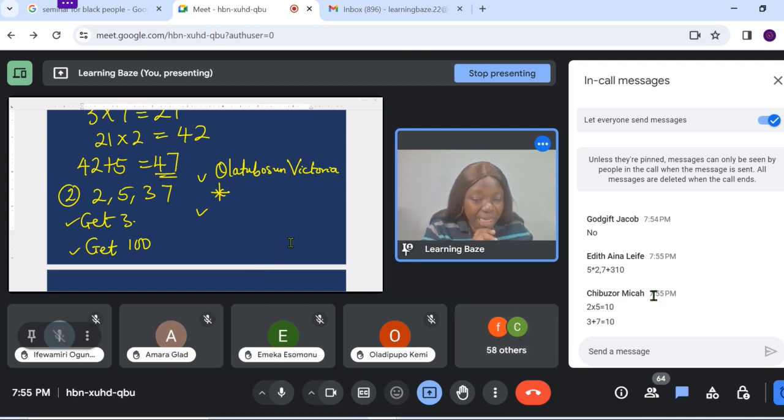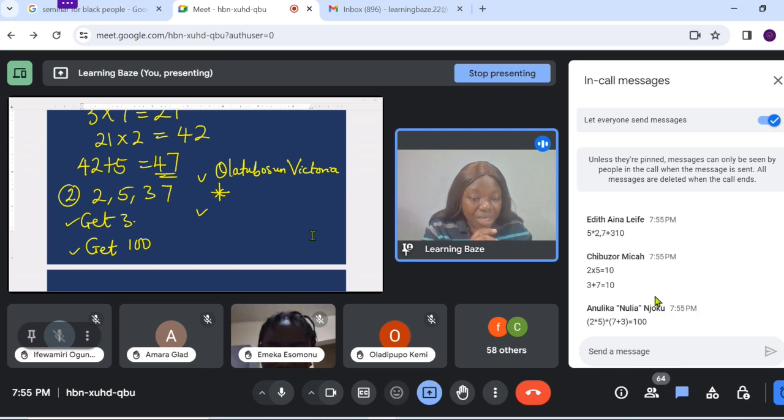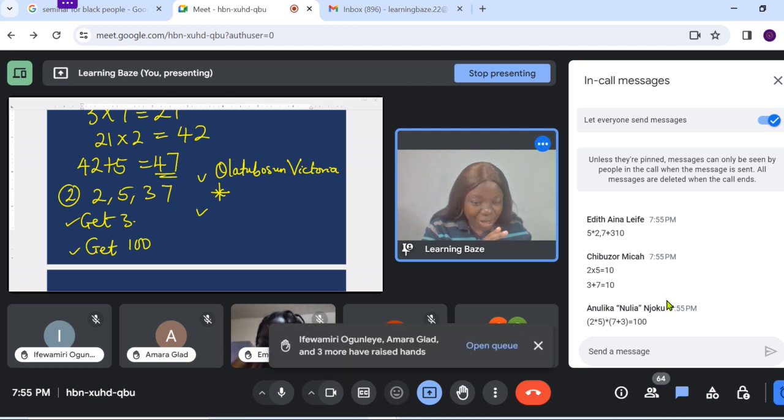Get 100. You are to get 100. You are not using any number twice. You are using the numbers once. I'm waiting before I announce the first person to type the correct answer, to type the correct way to get 100.